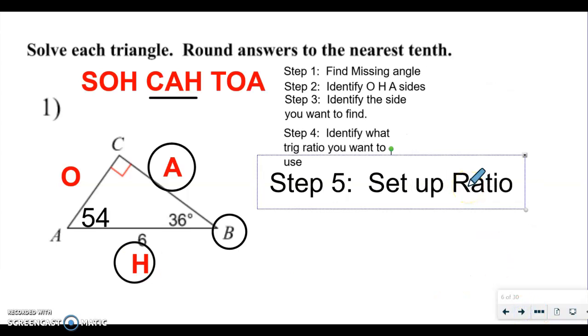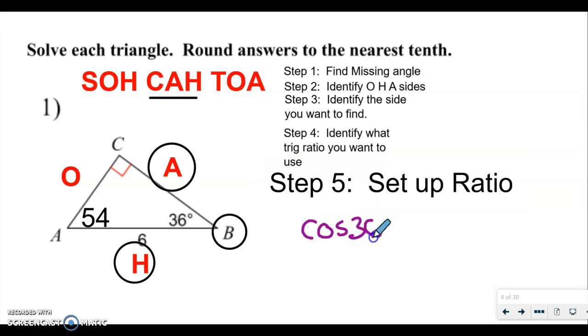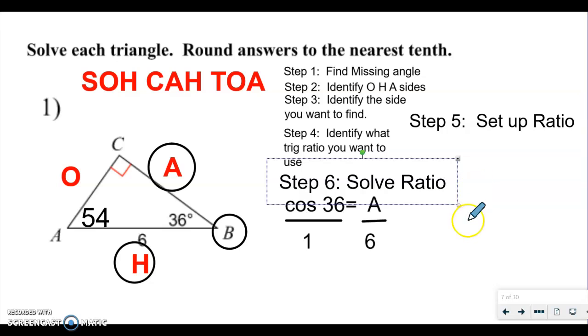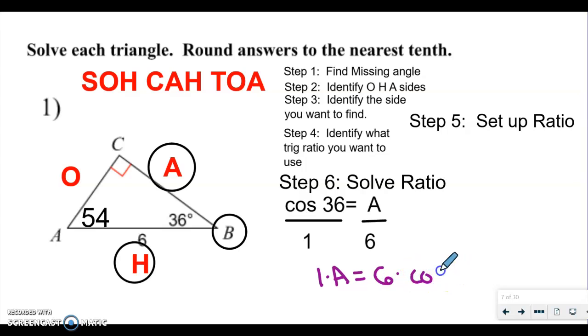After I find that out, I'm going to set up the cosine ratio. So cosine of the angle, which is 36, is going to be equal to the adjacent over the hypotenuse, which is going to be the adjacent side, which I do not know, over 6. After we do that, we're going to solve it. So remember, we're going to cross multiply. So we set it over 1, and now we're going to solve it. So I'm going to take 1 times A equal to 6 times the cosine of 36.